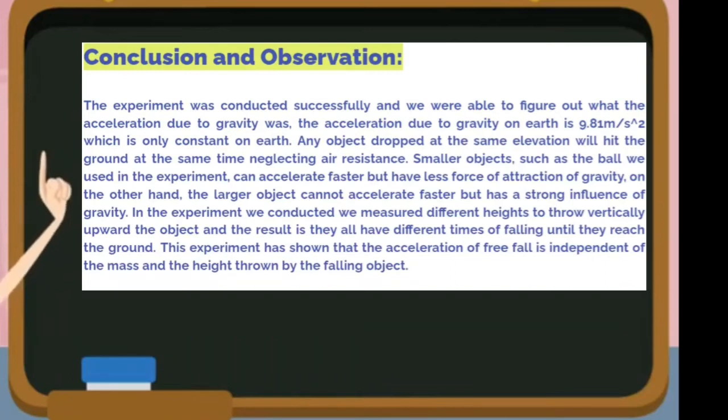In the experiment we conducted, we measured different heights, threw the object vertically upward, and the result is they will have different times of falling until they reach the ground. This experiment has shown the acceleration of free fall is independent of the mass and the height thrown by the falling object.